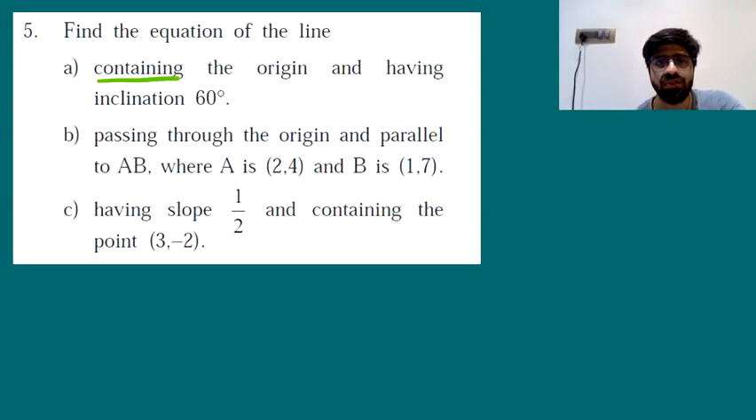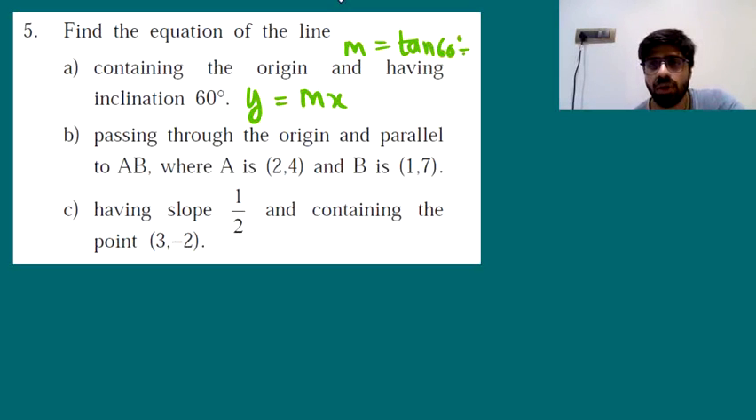You need the equation of line containing the origin, that means passing through the origin, and having an inclination of 60 degrees. We will use the slope intercept form here and say that equation of the line will be y equal to mx plus c. Because it passes through origin, the y-intercept will be 0, and that is why c will be 0. So y equal to mx plus 0, that is simply y equal to mx is the equation. m was the slope of line. Inclination is 60 degrees, and that is why the slope m will be tan 60, which is equal to root 3.